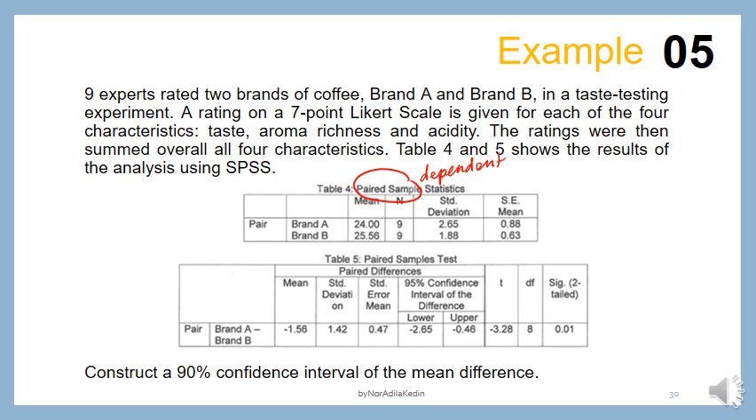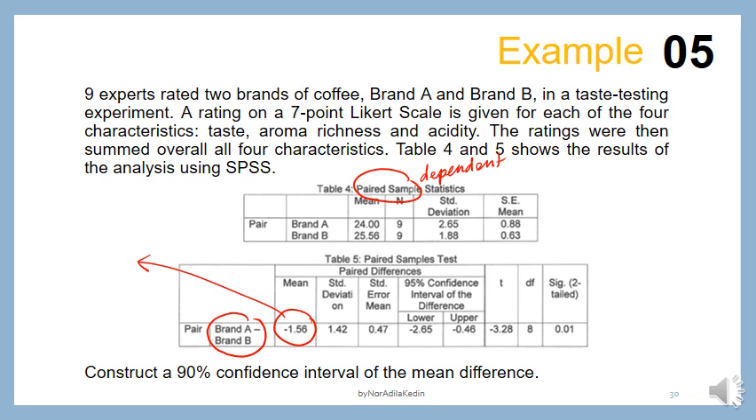Okay, dia bagi brand A dengan brand B. Lepas tu dia bagi mean dia, standard deviation, and then dia tulis kat sini. Okay, ni awak kena take note. Brand A tolak brand B. Alright, dia boleh je nak buat brand B tolak brand A. So depends on the question. Okay, that's why dia dapat negative 1.56. Macam mana dia dapat 1.56?